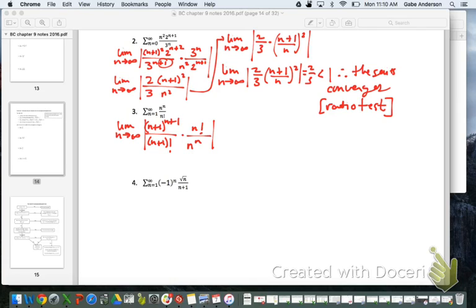So as we look to do a little manipulation here, we get limit as n goes to infinity. The n factorial and the n plus 1 factorial will cancel similarly to what we did before. n plus 1 factorial is really just n plus 1 times n factorial. So that cancels with that. So I'm just going to end up with n plus 1 to the n plus 1 over n plus 1 times n to the n.